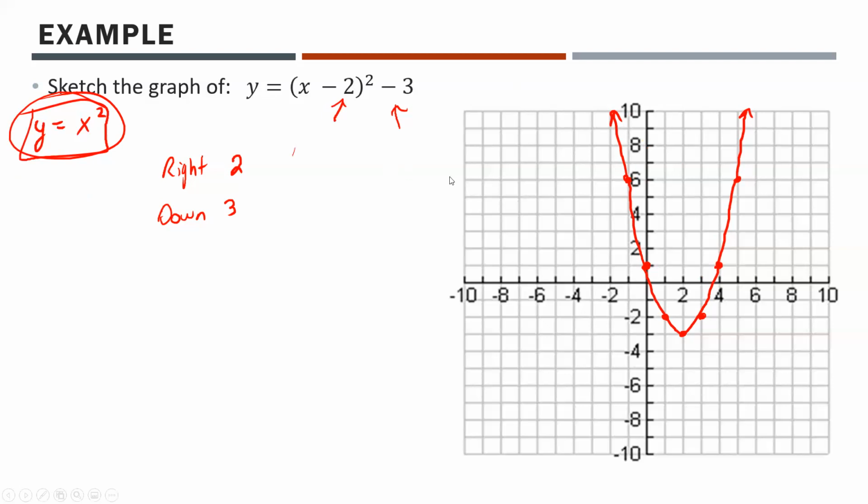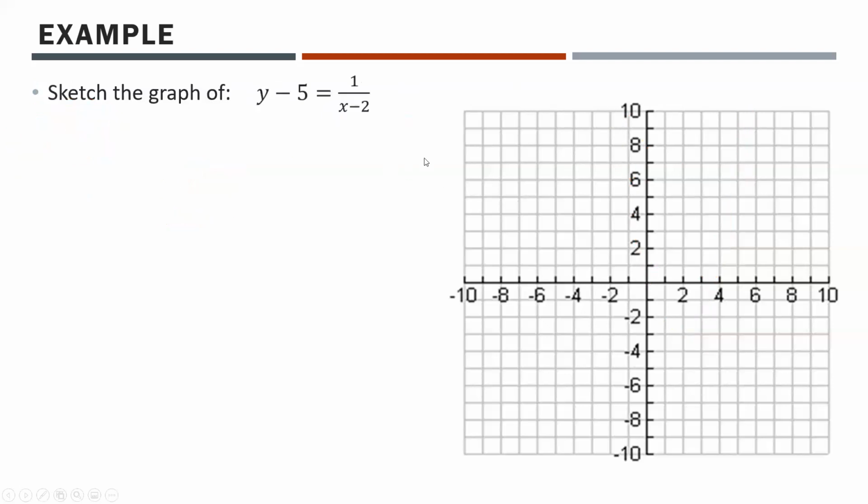Now I say that, and then we get to the beefcake question of the day. This one is the absolute boss of today. This one is as tough as it gets. Sketch the graph of y minus 5 equals 1 over x minus 2. Holy smokes. If you saw this an hour ago, you'd go, what on earth? Maybe you're even saying what on earth right now.